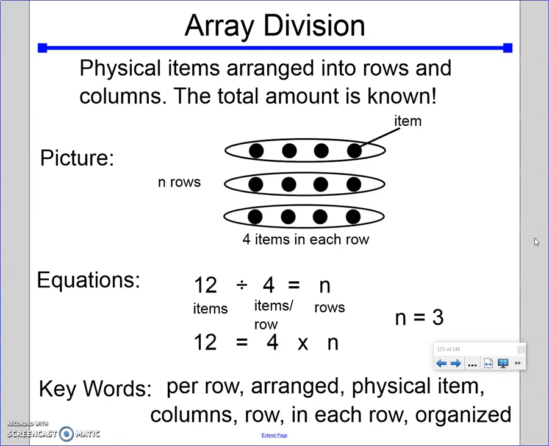To solve an array division problem, of course, we write a division equation, taking the total number of items and dividing it by the known information, either how many items are in each row or how many rows there are, to find the unknown information. The key words that help us know a problem is an array division story problem are words like per row or in each row, some kind of physical item, of course, that's being put into the row. Sometimes we'll see the word arranged or organized to show that the items are being put into rows.